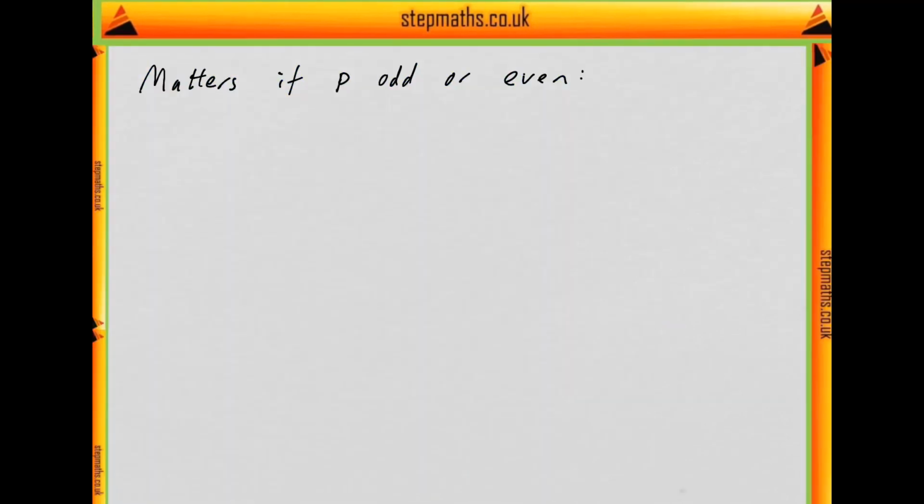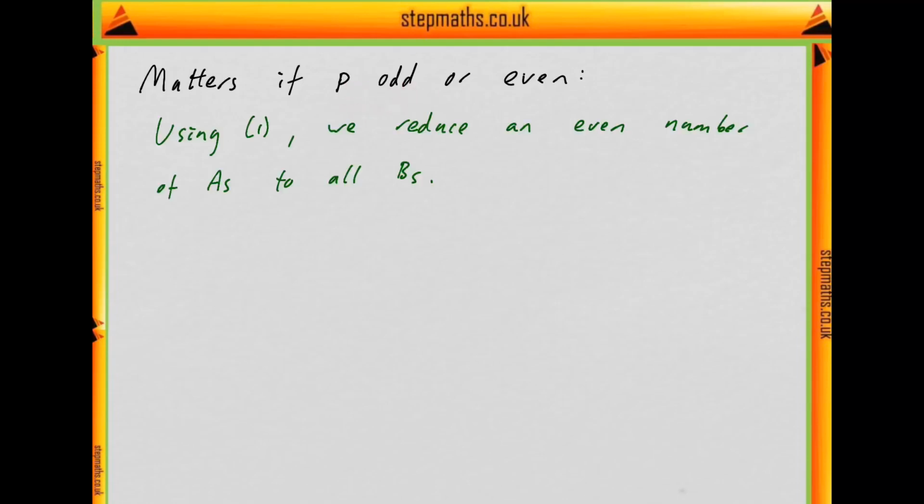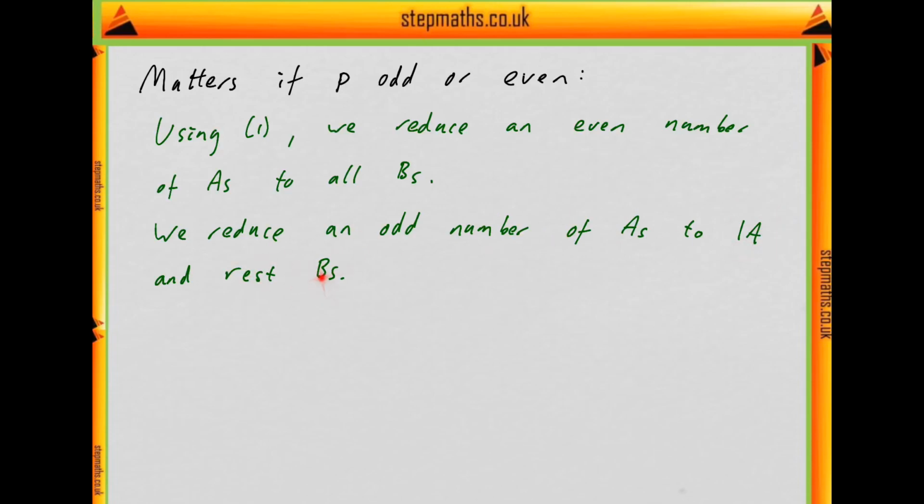So if we're trying to reduce the number of a's, say to 1, well, we're getting rid of a's two at a time. So what could happen? Well, using rule 1, if we have an even number of a's, then we just reduce them to all b's. But if we had an odd number, then there's going to be one a left at the end, because our rule for getting rid of a's only gets rid of two at a time. And then there's going to be the rest b's.